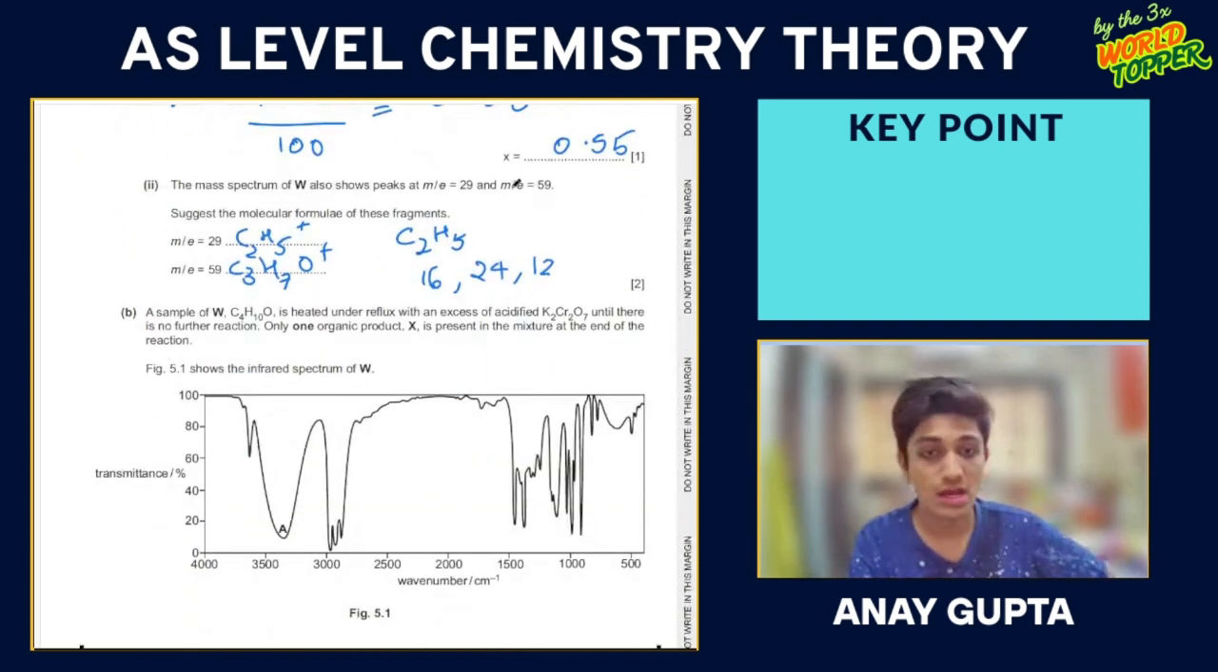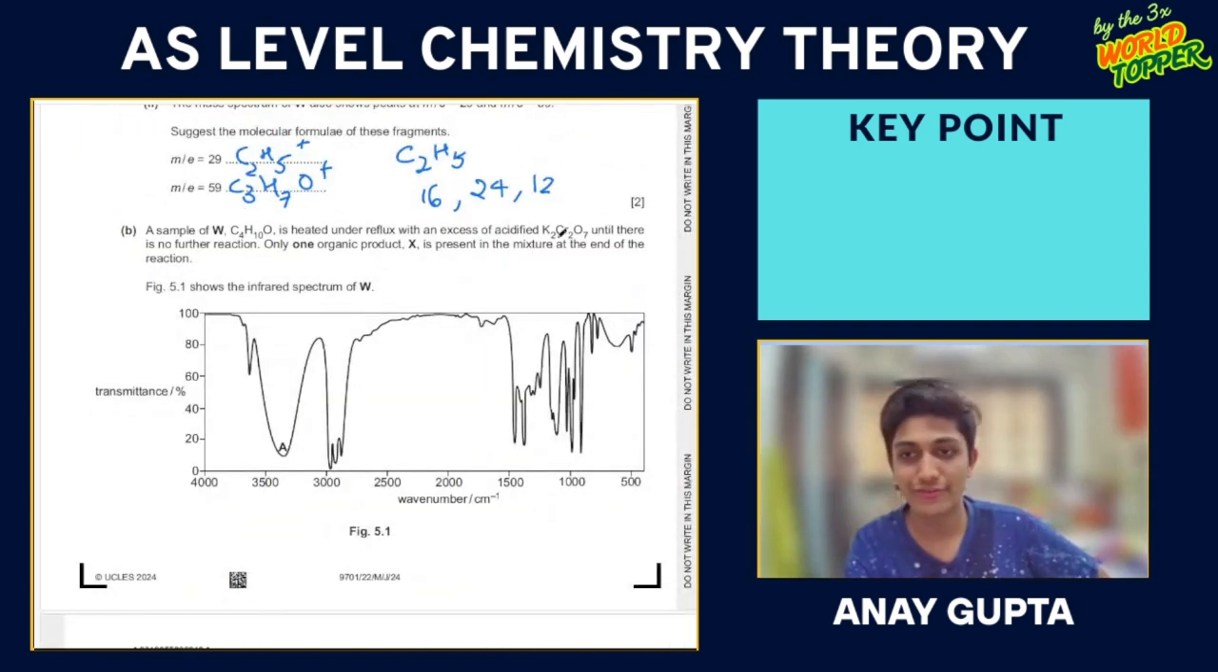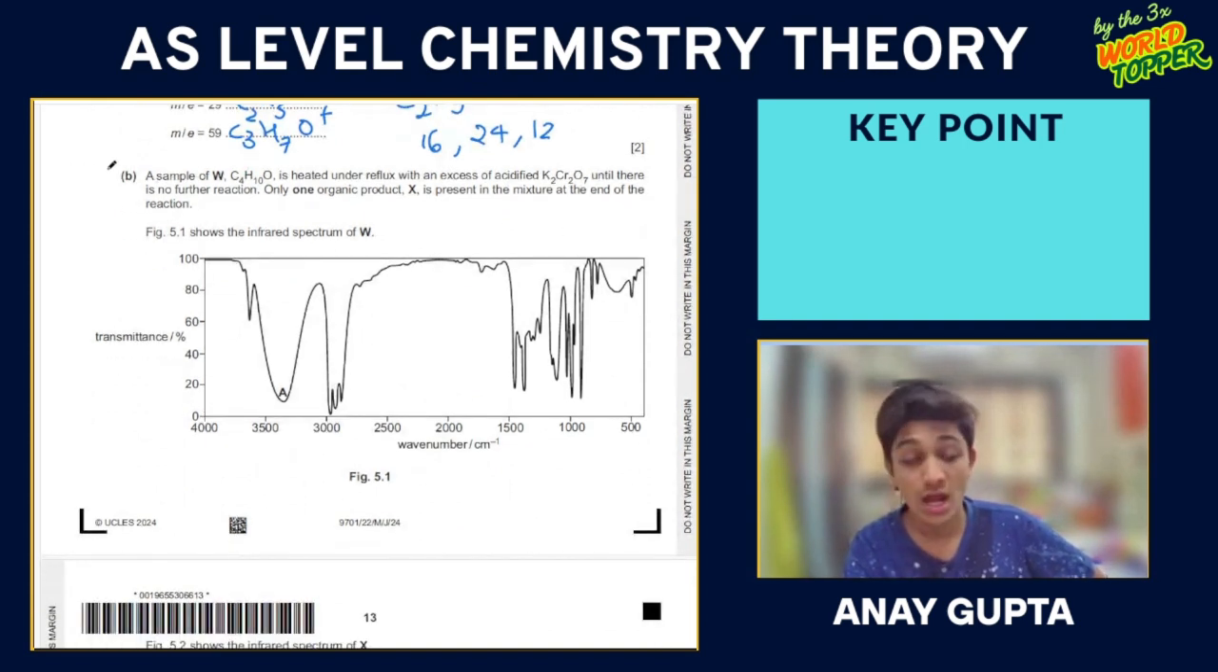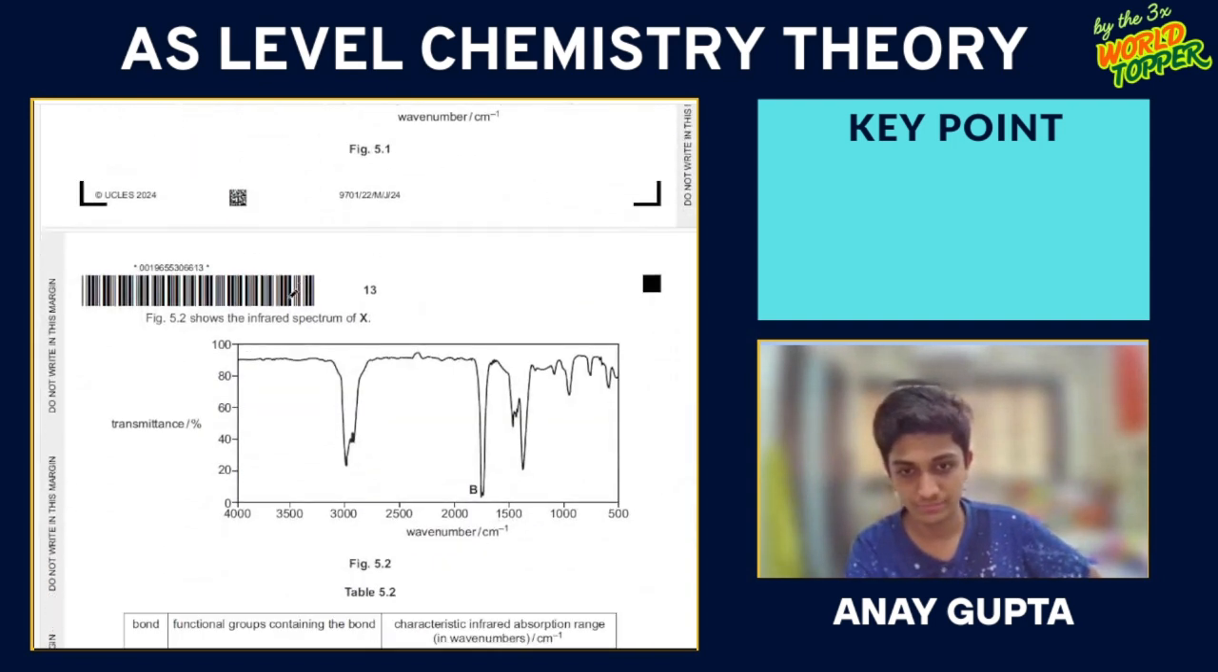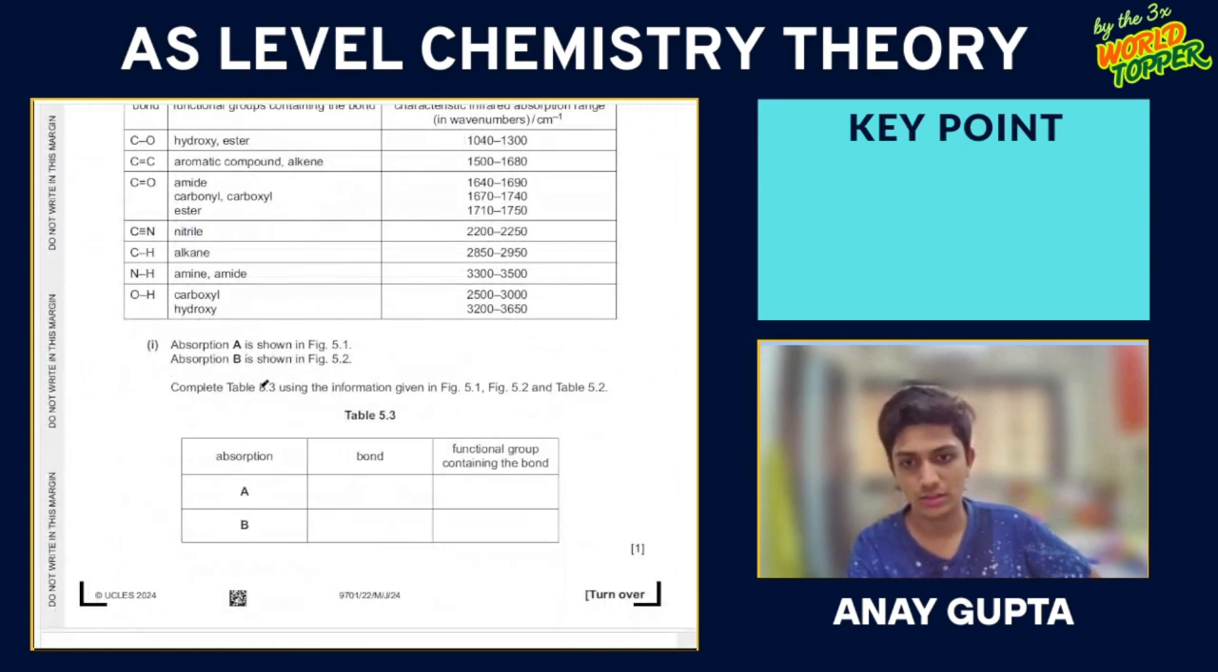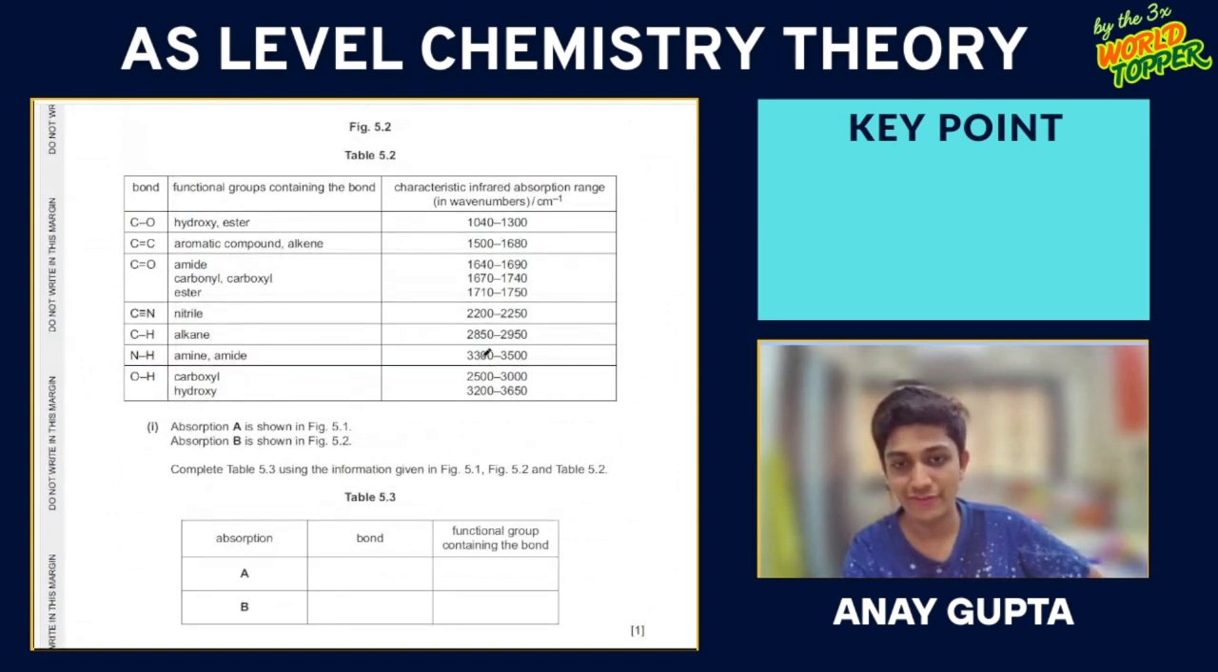Okay, next, a sample of W is heated under reflux under acidified K2Cr2O7 until there is no further reaction. Only one organic product, X, is present in the mixture at the end of the reaction. Figure 5.1 shows the infrared spectrum of W. So we just need to complete table 5.3 using the information given here, and in table 5.2.